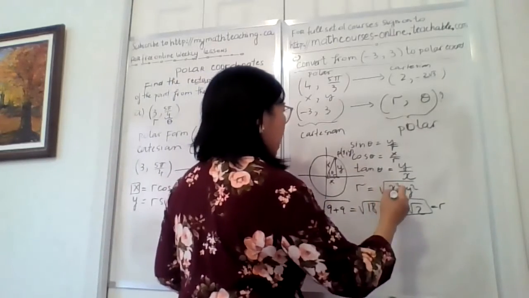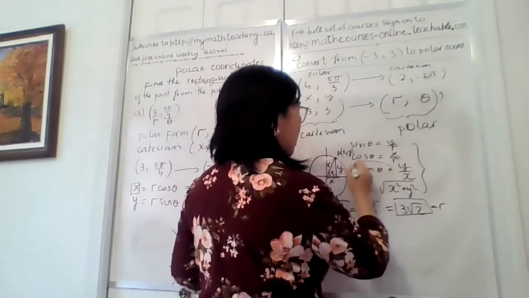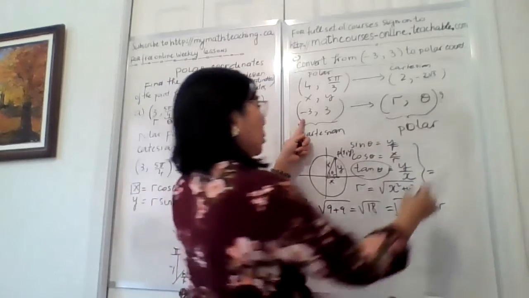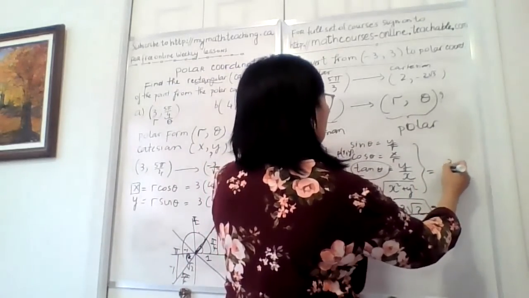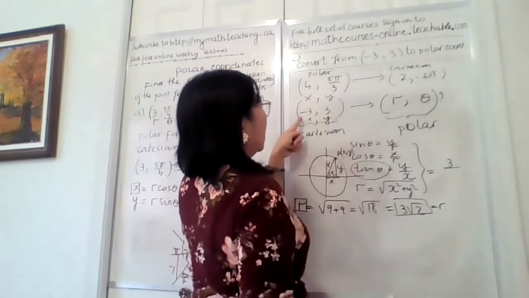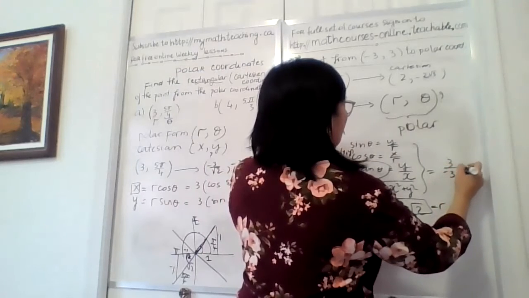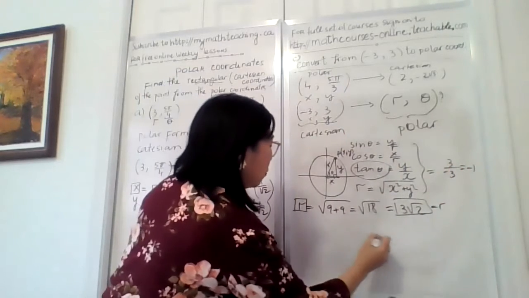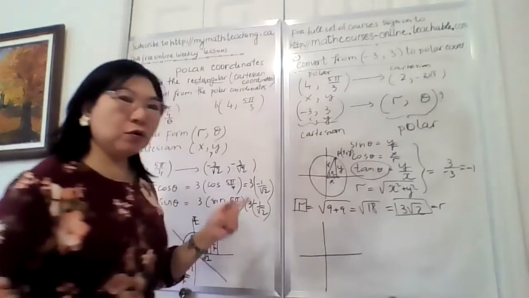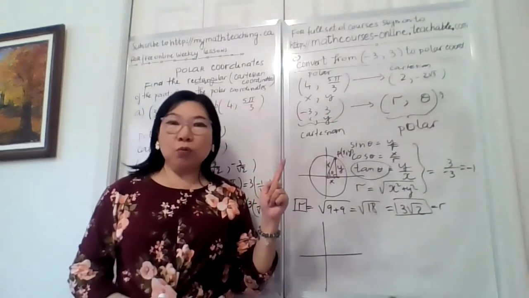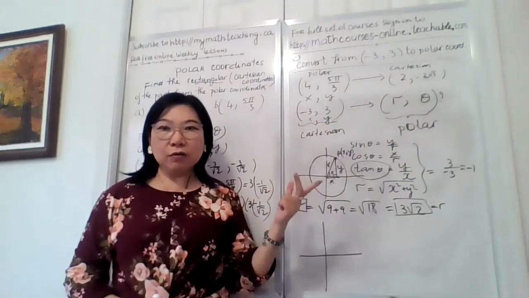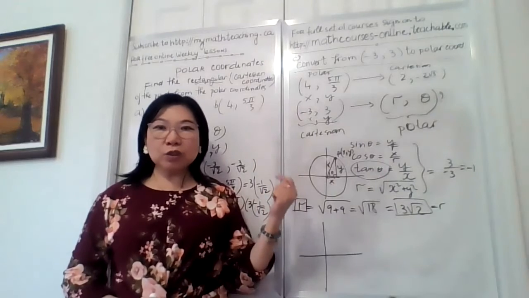For the angle we use tan theta. So we're going to use this expression: tan theta equals y over x. Our y is 3, our x is minus 3. So tan theta equals minus 1. Now what angle has a tan of minus 1? The only angle with a tan ratio of 1 or minus 1 is the angle pi over 4. But in which quadrant?